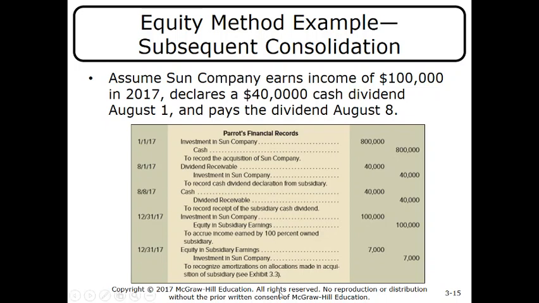So the net effect is, they started with 800,000, they decreased by 40,000, so they're at 760 as of 8/1, and then it goes up to 860 on 12/31 once they make the 100,000 investment debit, and then it goes down by 7. So 853 after all these adjustments are made to the investment in Sun Company account.